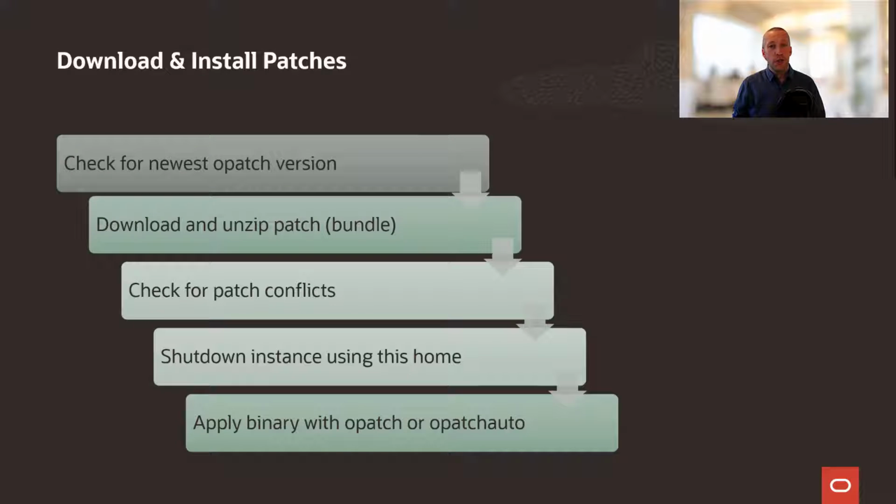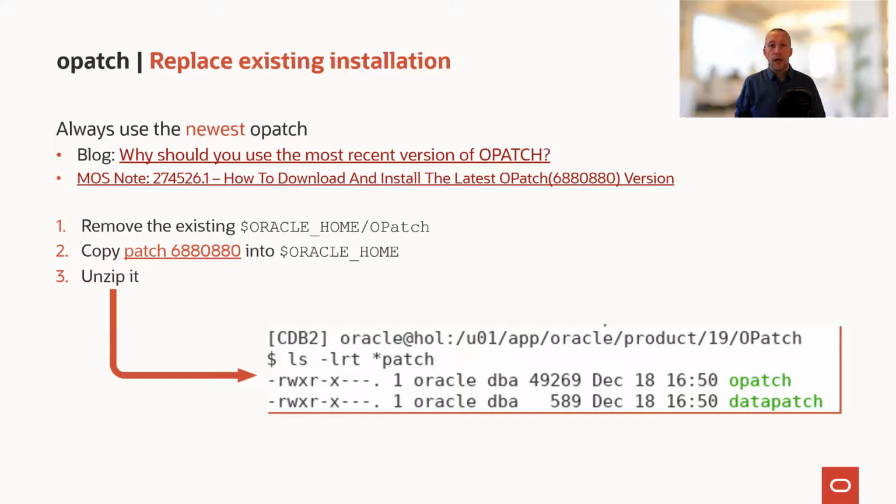First, you check opatch, then you download and unzip your patch, you check for conflicts, you shut down the databases, listeners, and so forth that are using that home, and then you apply the binary changes to your Oracle home. I strongly recommend that you always use the latest version of opatch.